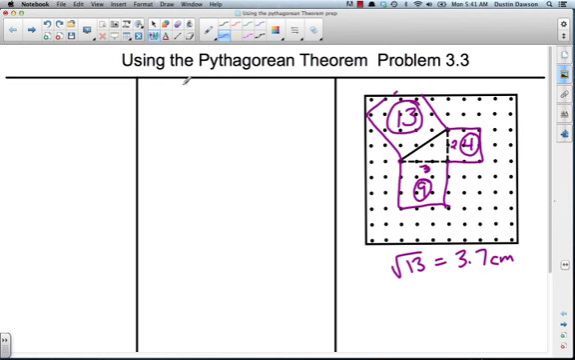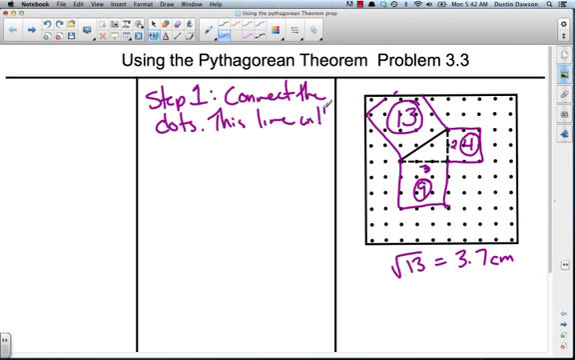Okay, so let's refresh what we have to do here in order to solve this problem. Step 1 is to connect the dots, and we will be doing this in class tomorrow. Connect the dots. That will make the hypotenuse of a triangle. This line will become the hypotenuse of your right triangle.